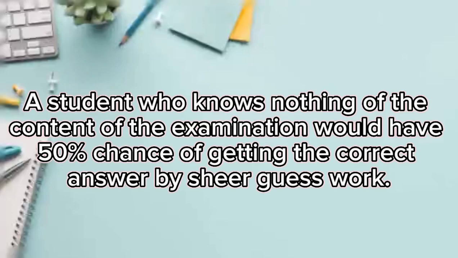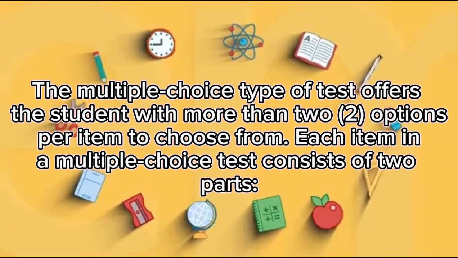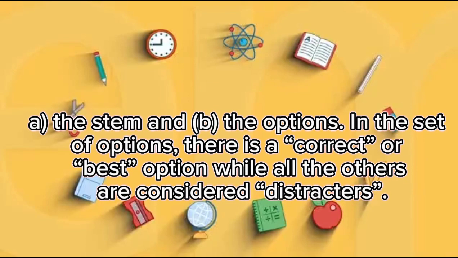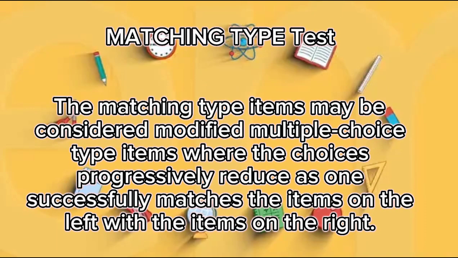by sheer guesswork. The multiple choice type of test offers the student more than two options per item to choose from. Each item in a multiple choice test consists of two parts, A the stem and B the options. In the set of options, there is a correct or best option while all the others are considered distractors. Matching type test. The matching type items may be considered modified multiple choice type items where the choices progressively reduce as one successfully matches the items on the left with the items on the right.